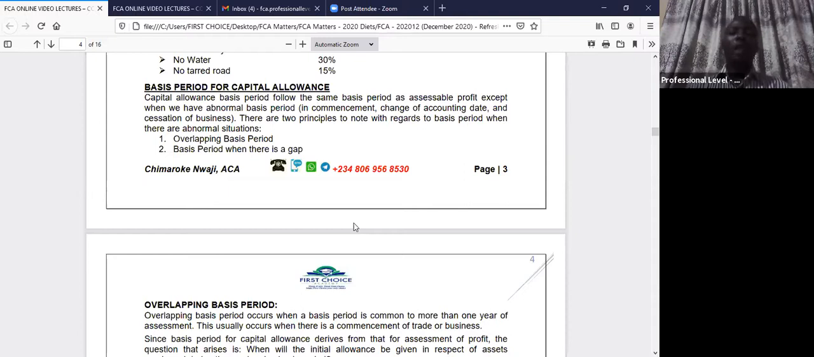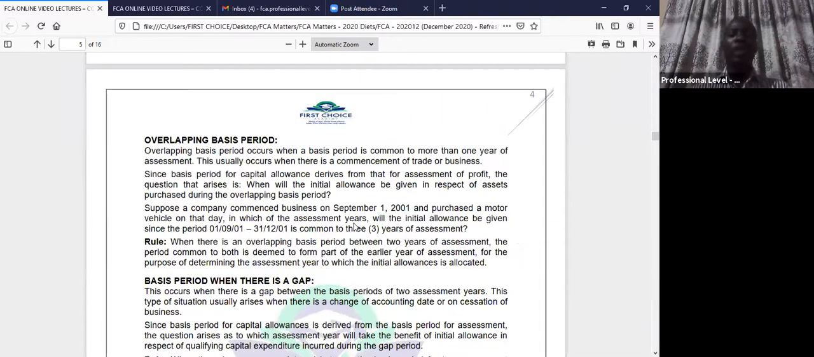When we were considering the assessable profits, we came across the 3 C's. I call them the 3 abnormal C's: commencement, change of accounting date, and cessation. We have abnormal periods, and this abnormal period tends to distort the side-by-side movement of capital allowance with assessable profit in terms of basis period. So with regards to these 3 abnormal periods, we're going to look at 2 situations that capital allowances try to deal with: the overlapping basis period and the basis period when there is a gap. Let's look at these 2 situations one at a time.